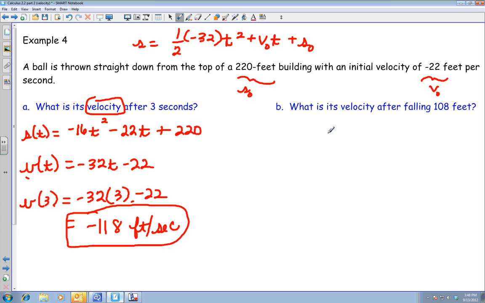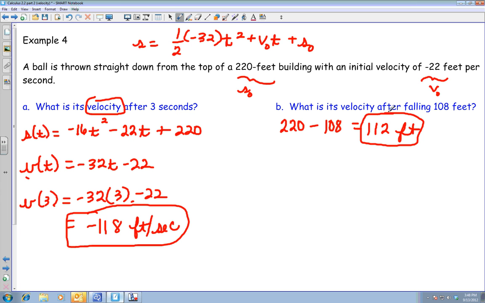Okay, part B. What is its velocity after falling 108 feet? I already have a velocity equation. Here's the thing though. It started at 220 feet tall, and I want to know after falling 108 feet, where is it at? If it started at 220, after it fell 108 feet, it's actually 112 feet above. That's its position, 112. It's not my answer yet, but we're going to use that.